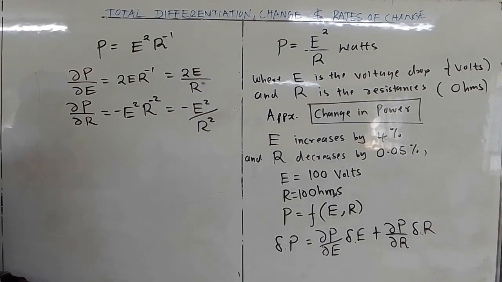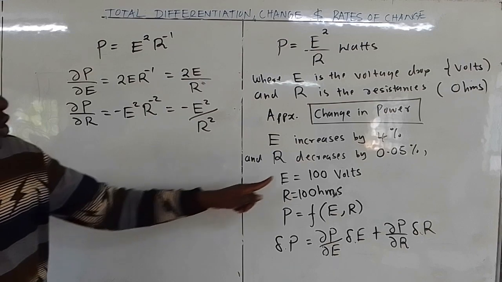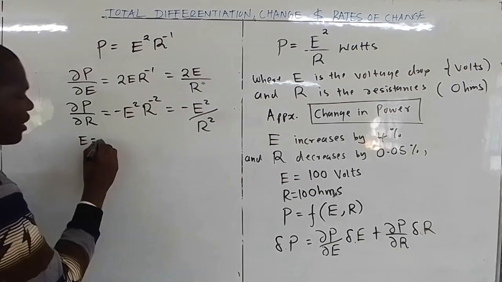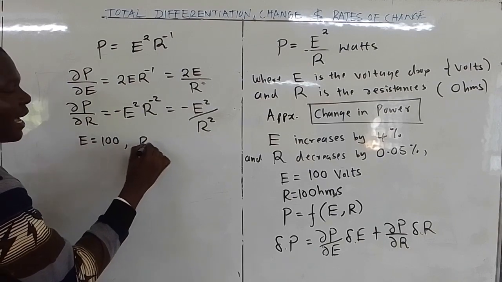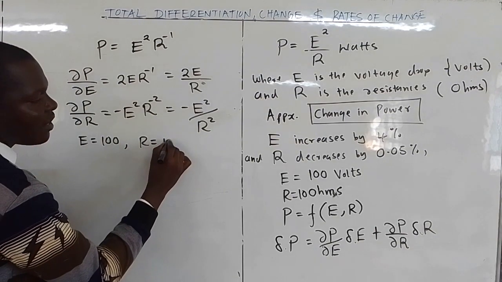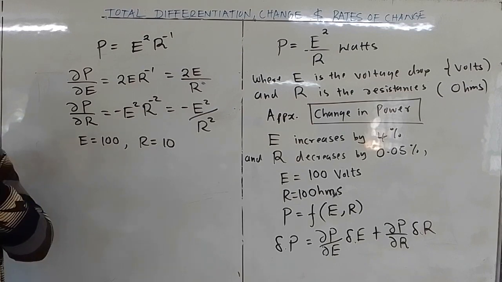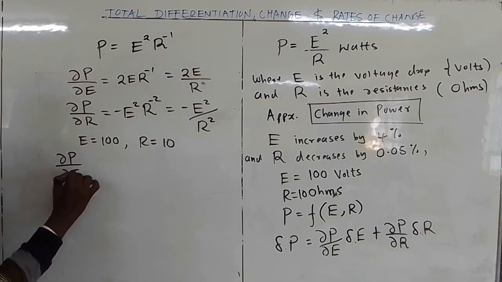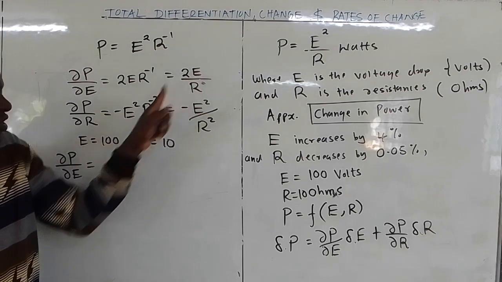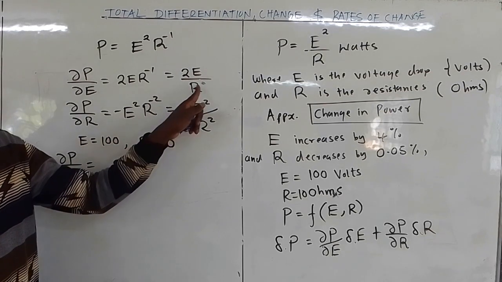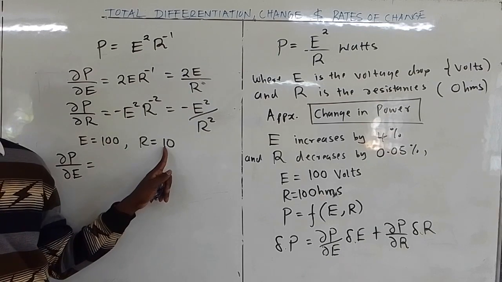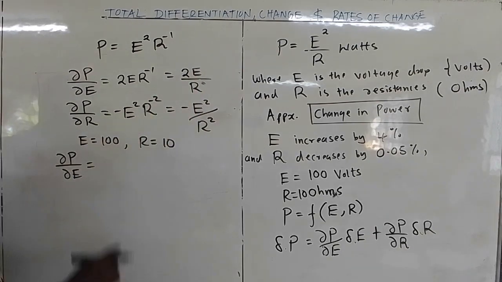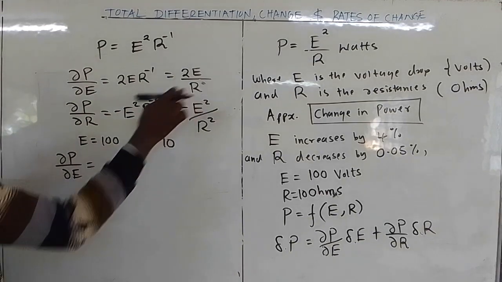Now from there, what have you been told? You've been told E is 100 and R is 10 ohms, isn't it? So for us to get this, what do we now have? Partial P over partial E is what? Where there is E, you put the value of E. Where there is R, you put the value of R, isn't it? Are we together there? So 2 times E divided by R, 2 times 100 is 200 divided by 10.